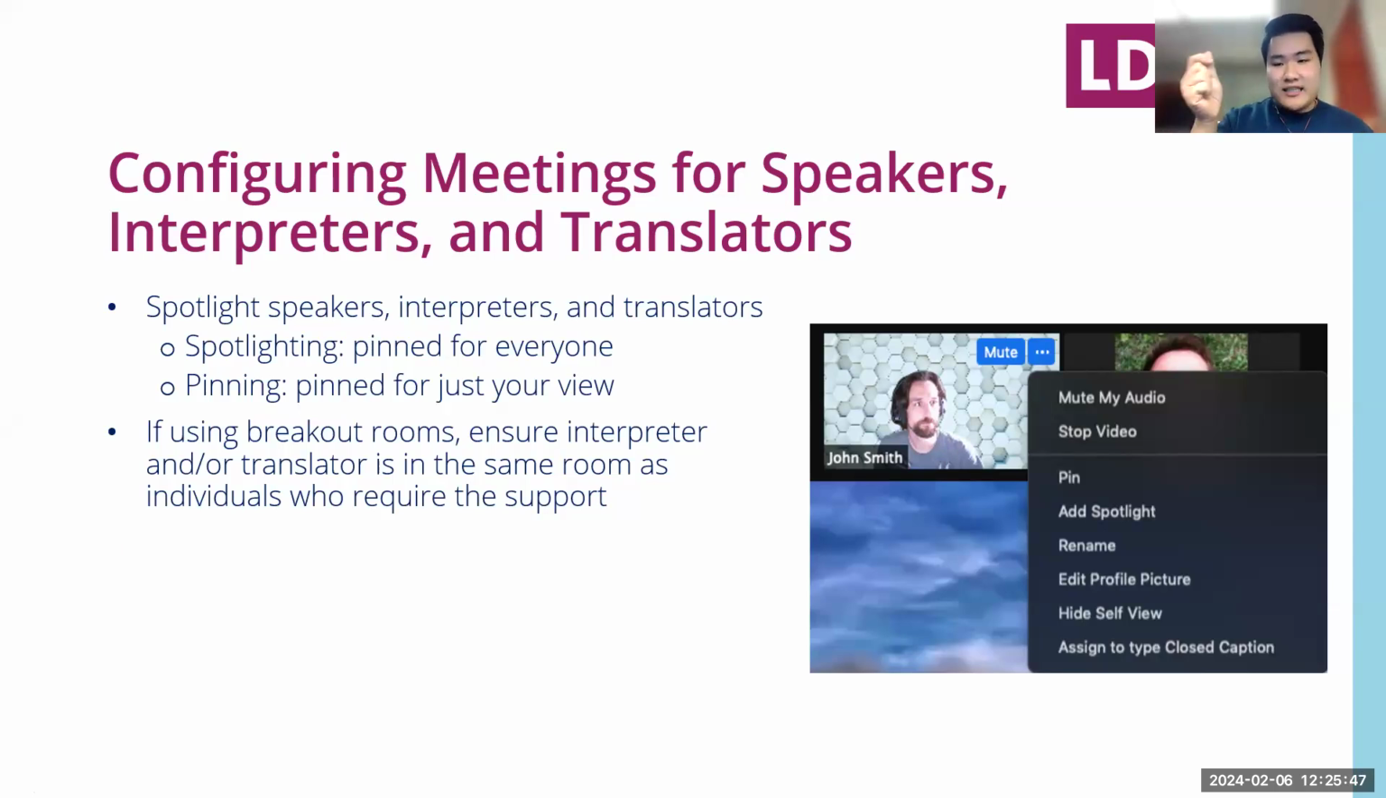They basically put someone on the screen and make sure that they stay, but they differ in whose camera is going to stay for who. So for spotlighting, you're pinning someone's video for everyone. Everyone in the meeting will be able to see that one person being pinned. This is something that only the host or the co-host can do, not a participant, but something to keep in mind regardless.